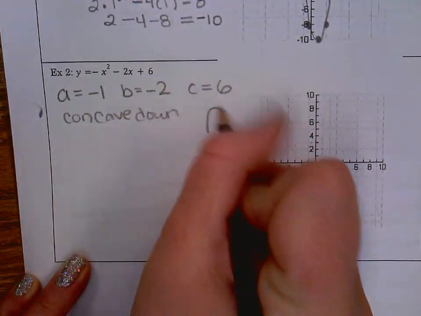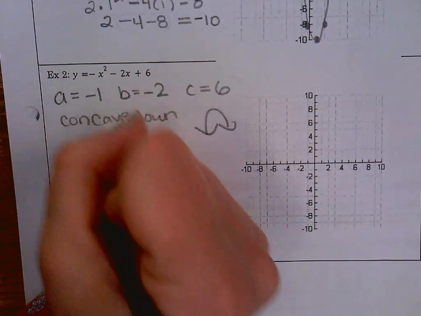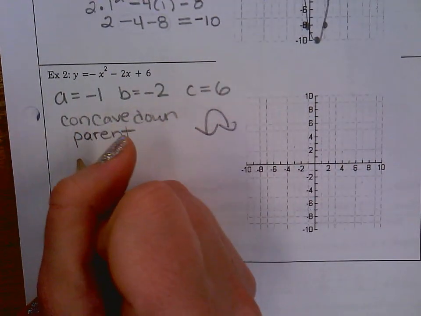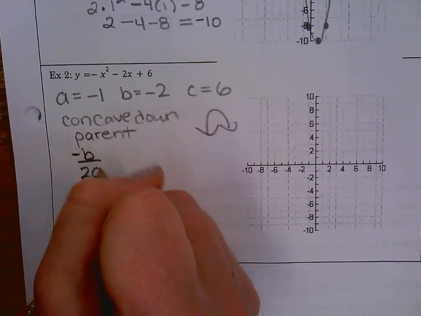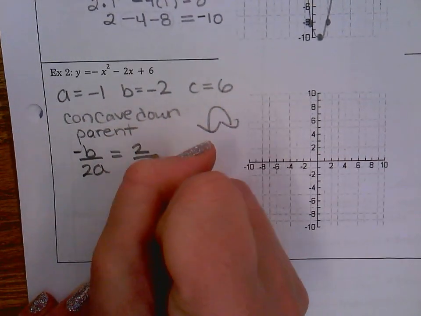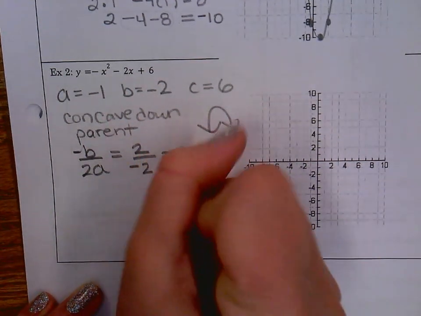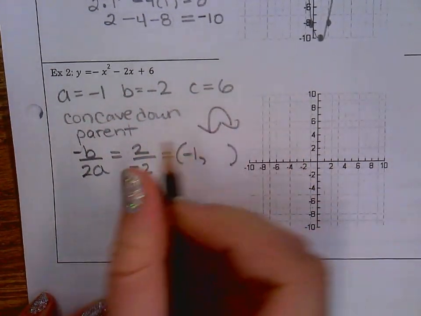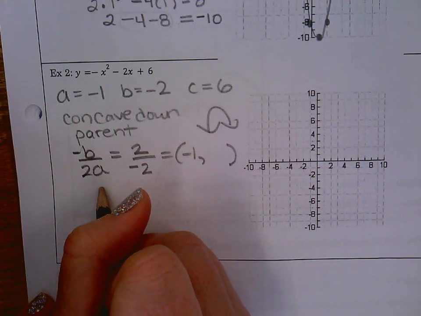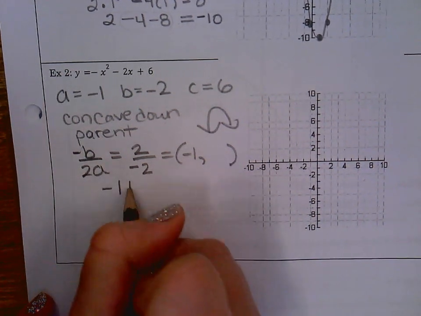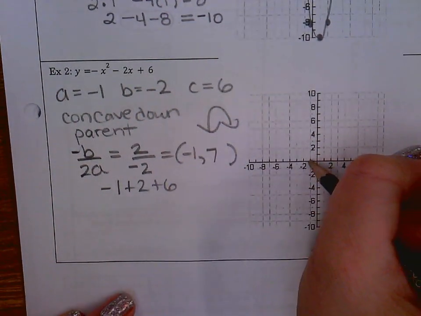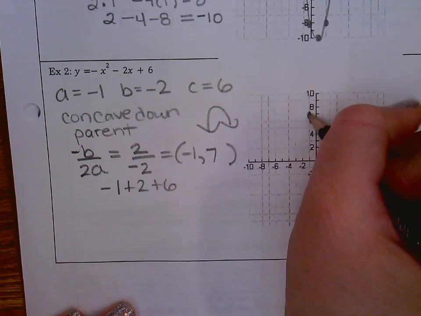It's going to go like this. It is the parent graph because it's a 1 in front of the x squared. -b over 2a, let's see, +2 divided by -2 is -1, comma. When I plug in the -1, I still get a -1. Plus 2 plus 6 is 7. So I've checked a lot of yours. -1 comma 7 is the vertex.